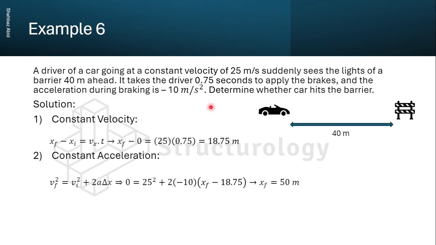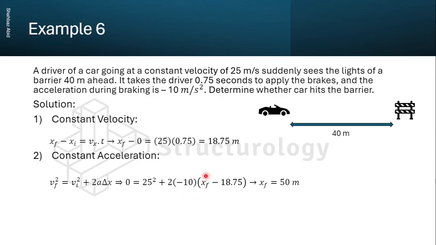So in the second phase, which is constant acceleration, the time is not given to us. So if the time is not given to us, we can solve with the fifth equation of motion, which is final velocity squared is equal to initial velocity squared plus 2 times a times delta x. So the final velocity is 0, initial velocity is 25 and it is squared, plus 2 times negative 10, which is the acceleration.